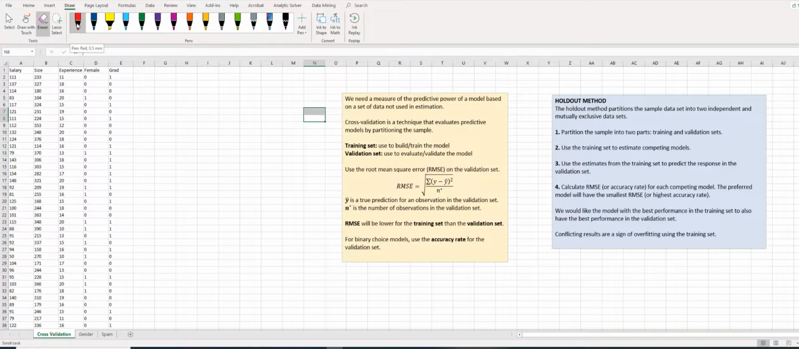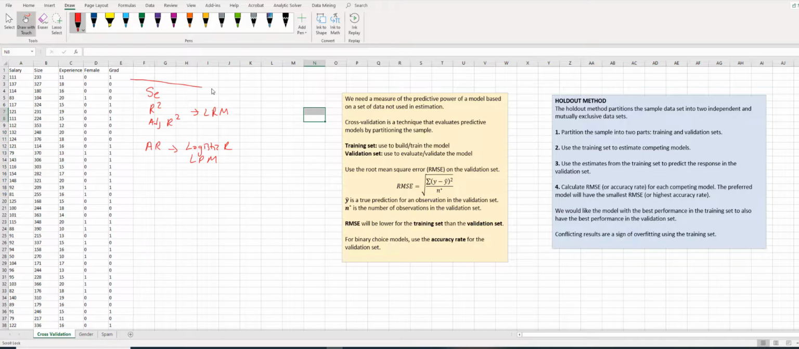In this video, I'm going to talk about cross-validation methods. In the previous videos, we discussed goodness of fit measures, such as standard error of the estimate, R-square, and adjusted R-square. All summarize how well the sample regression equation fits the data in linear regression models. And in binary choice models, we use accuracy rates to measure the performance of logistic regression and linear probability model.